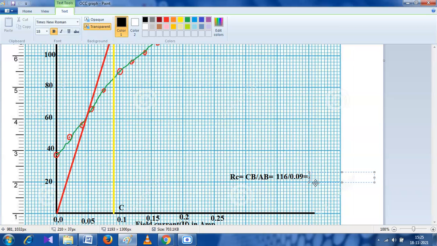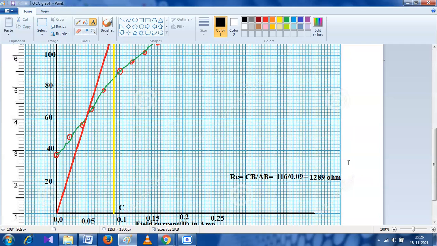ये वैल्यू कितना है? 1288... Yes, sir. 1289. That means that this is the value of critical resistance.